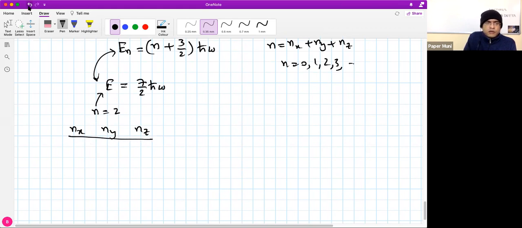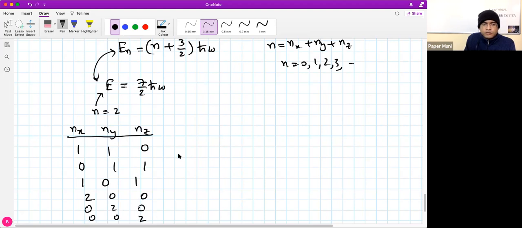We have already done this for this state. We could have 1 1 0, 0 1 1, and then 1 0 1, and then 2 0 0, 0 2 0, and 0 0 2. These are the values which are possible. Now we can see from here what the possible eigenstates are. These will correspond to the polynomials, and the polynomial will become 1 if the quantum number is 0.